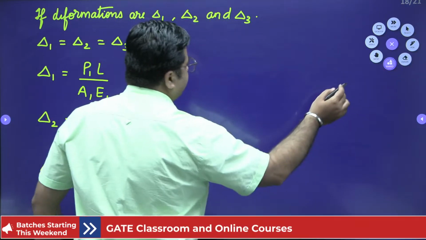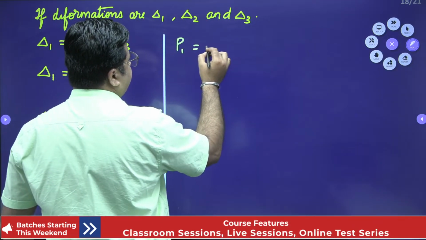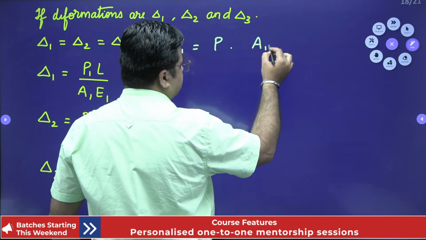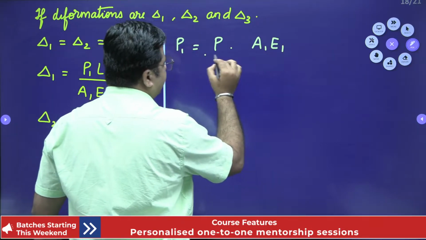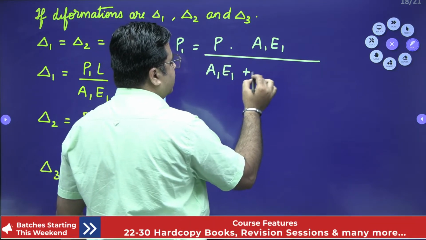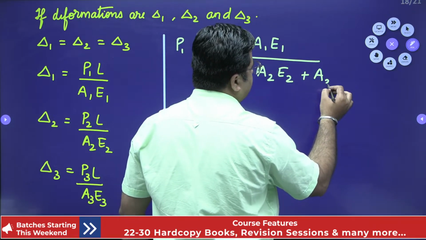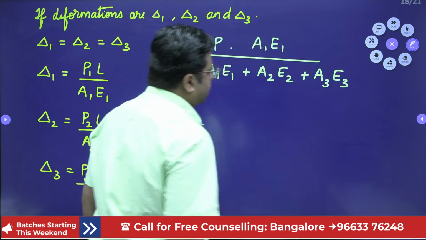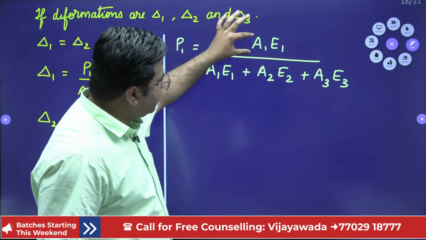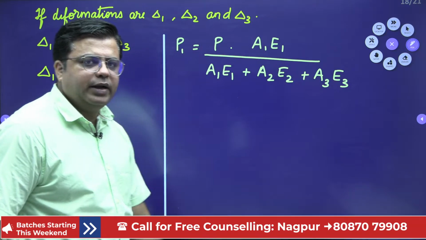So if I have to write P1, how can I write P1? P1 is equal to P into the axial rigidity of the first member, that is A1 E1, divided by the total axial rigidity for all the members, that is A1 E1 plus A2 E2 plus A3 E3. As simple as that. P1 is equal to load P multiplied by the axial rigidity of the first member divided by the sum of the axial rigidity of all the individual members.